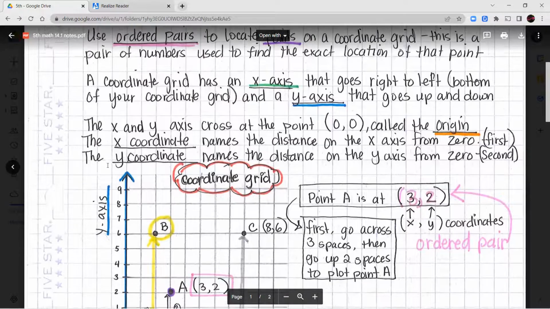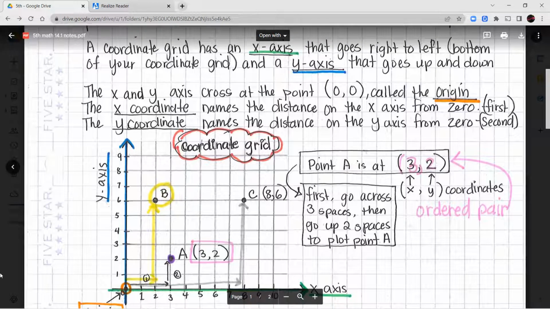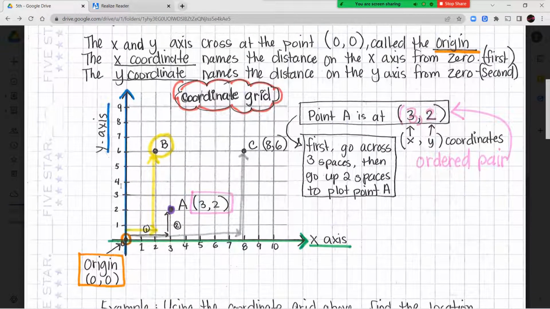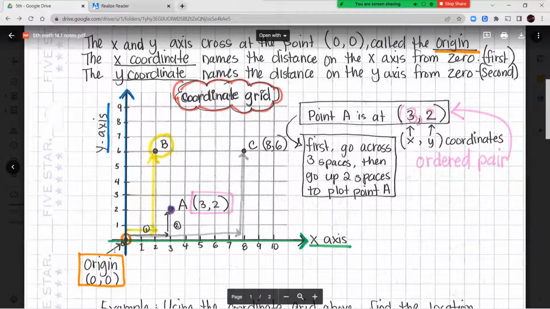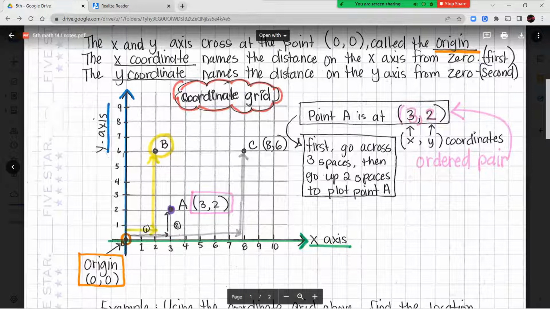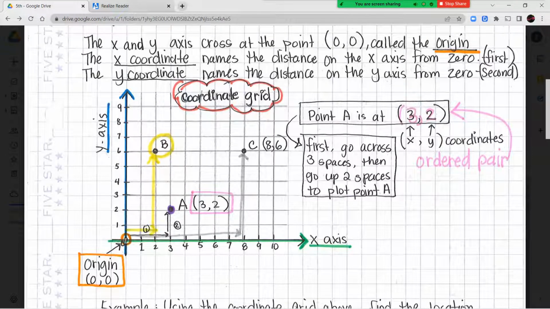Now, the coordinate grid has two axes, the x-axis that goes right to left and the y-axis that goes up and down. The x and y-axis cross at the point 0, 0, and this is called the origin. The x-coordinate names the distance on the x-axis from that origin, and the y-coordinate names the distance on the y-axis also from the origin. Here we have point A at 3, 2. That is the ordered pair. That means we went across 3 from our origin, and we went up 2 to find and place point A, and we labeled it.